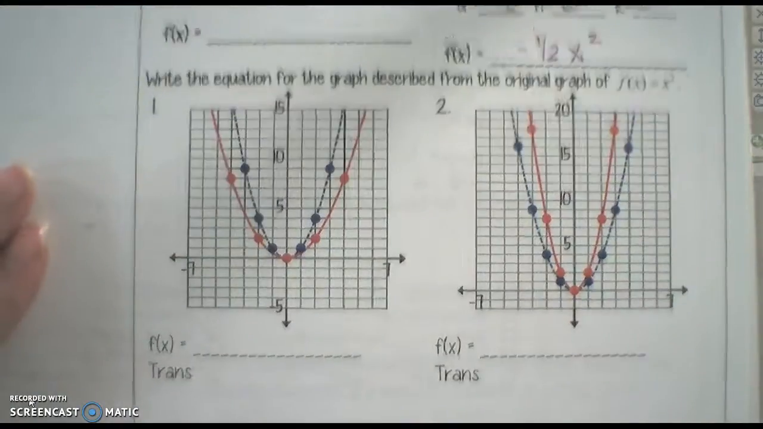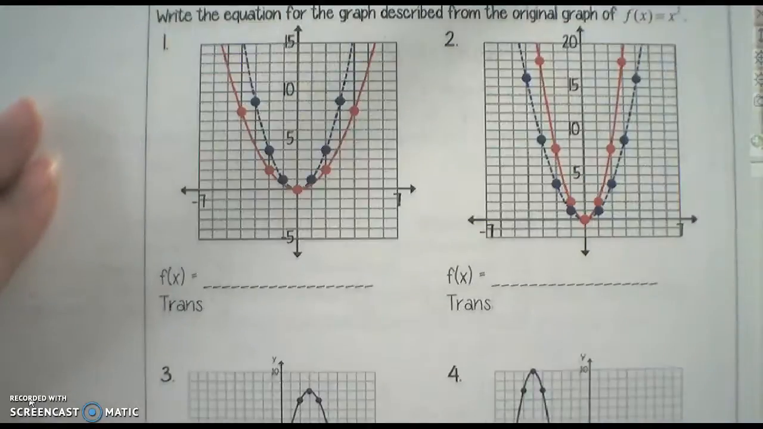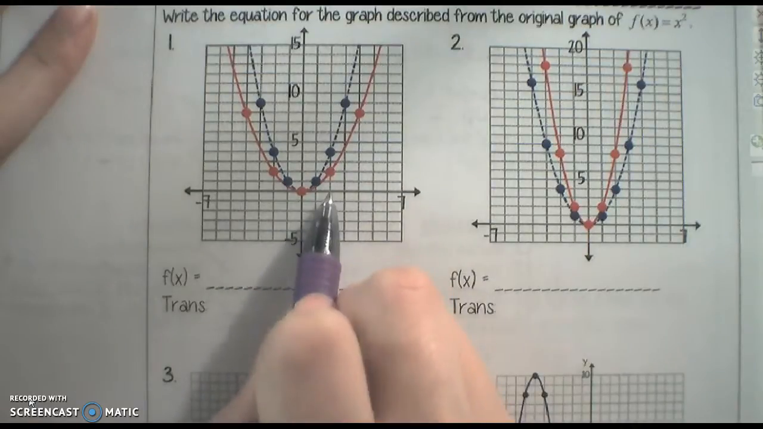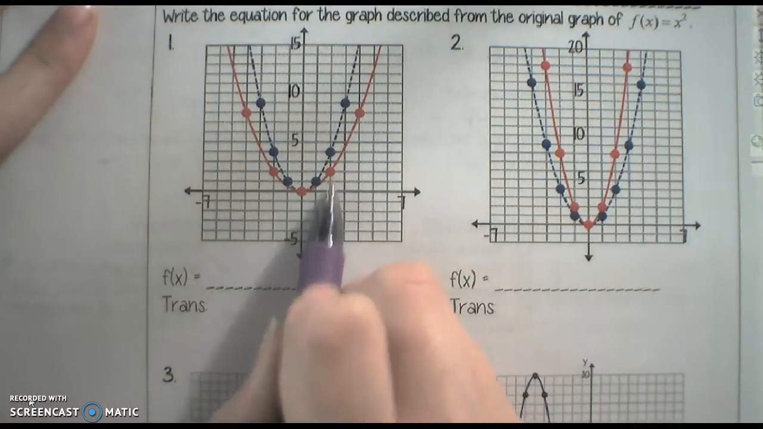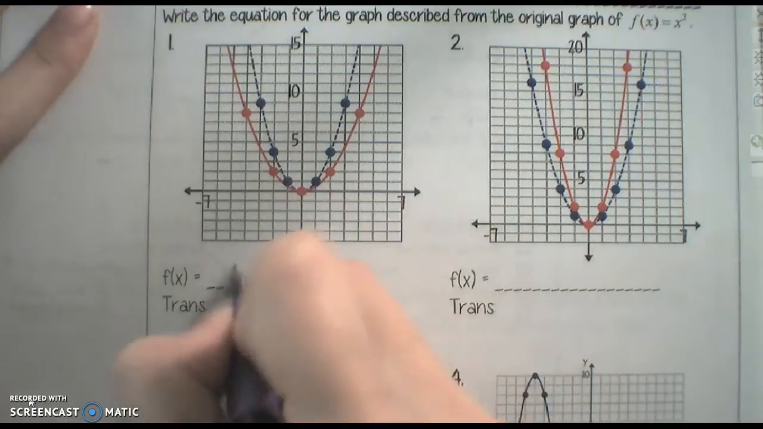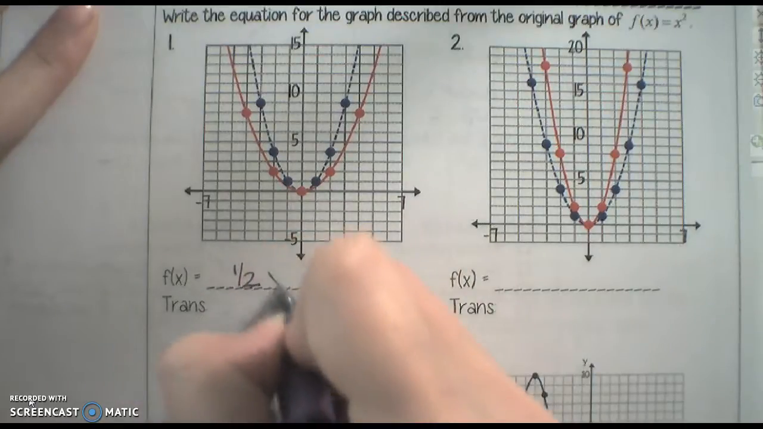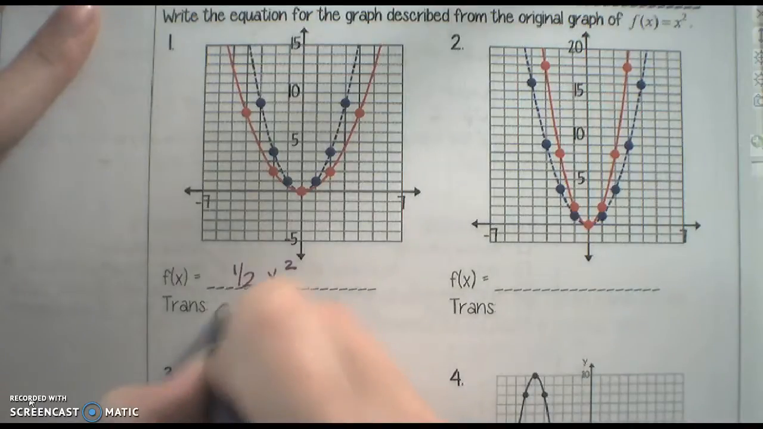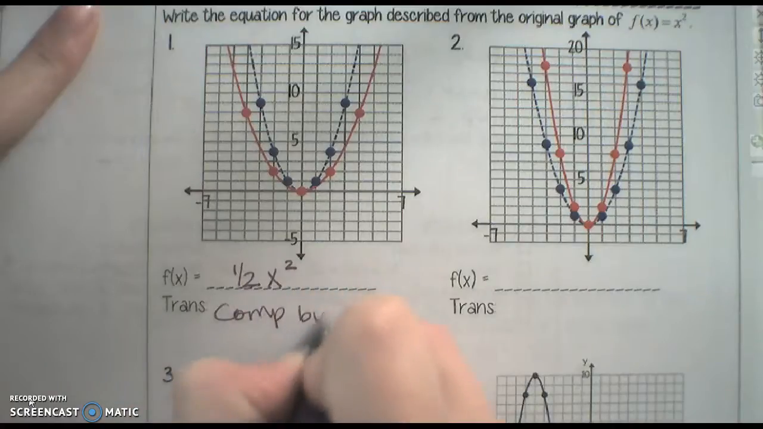All right, the last section here, take a look at one together of writing it, and then you'll practice the rest on your own. So this one, it looks like we're going over 2, up 2. Instead of over 2, up 4, half as much as we normally would. So we want a 1/2 in front, and then an x squared since we're not moving left or right or reflecting. So it's just a compression by 1/2.